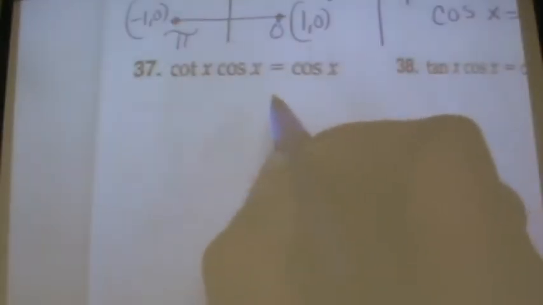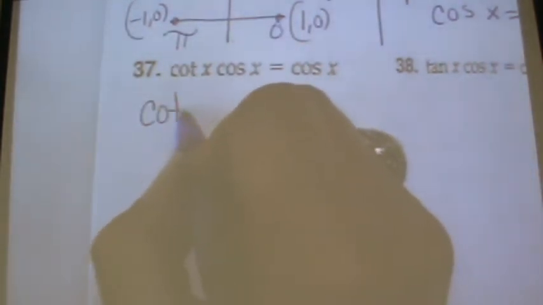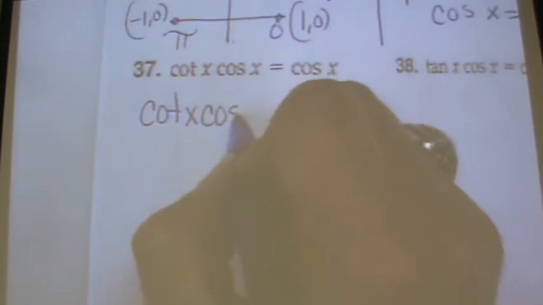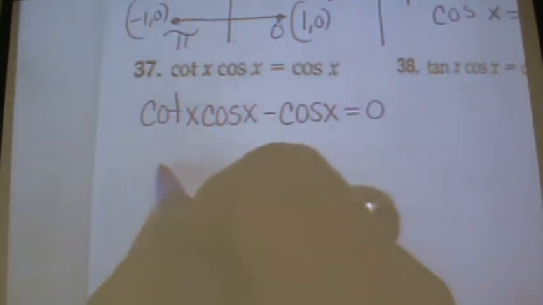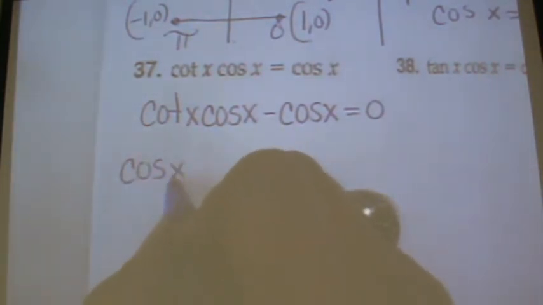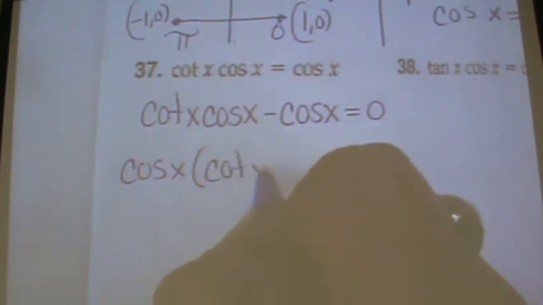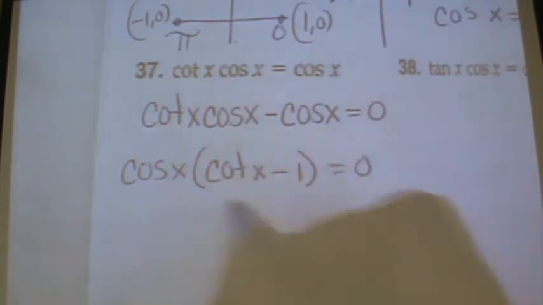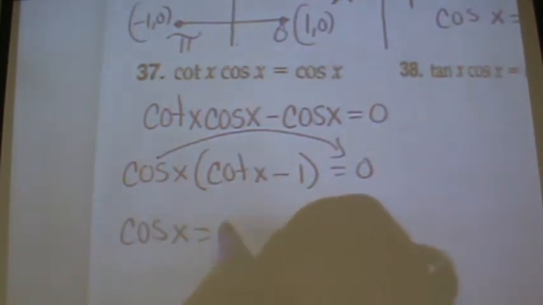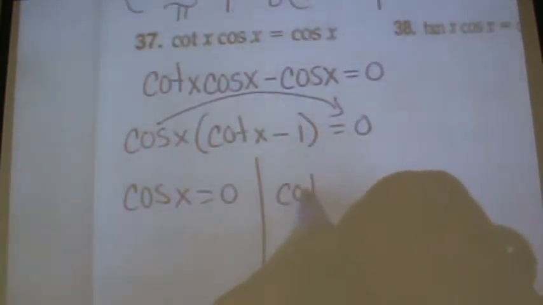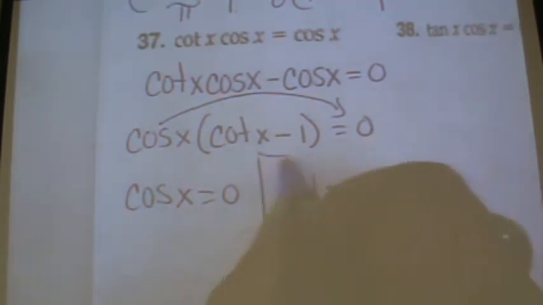Okay, we have to do these last 3 here. What are you going to do with this cosine? You're going to swing it over to the other side. What can you factor out of both of these? What's left? Cotangent x minus 1. Now set each of these equal to 0. Cosine of x equals 0, and cotangent x minus 1 equals 0. Are you with me on that?